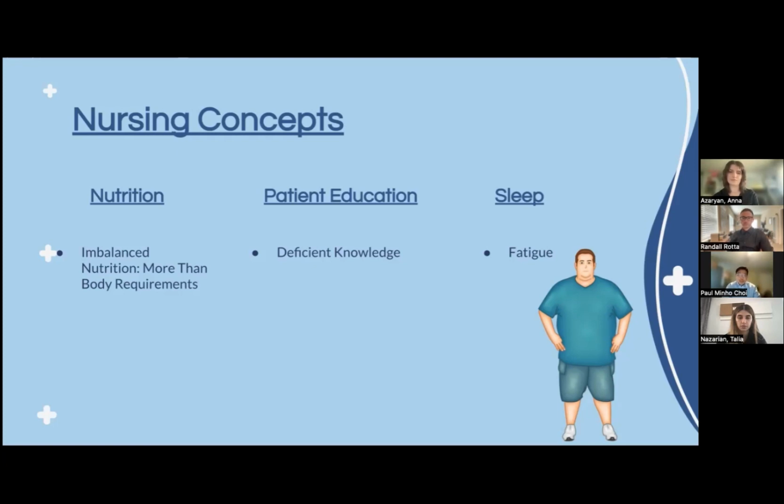And then you also have fatigue, where the patient with hyperthyroidism will have or be in a slower metabolic status. So they are going to have less energy and will require more rest as well as adequate sleep. And then you're going to have imbalanced nutrition, more than the body requirements in the patients, due to having a lower metabolic rate. They're going to have to watch how much they're consuming so that they don't gain too much weight, because there's risk of obesity as well as other issues that can arise from consuming too much food.